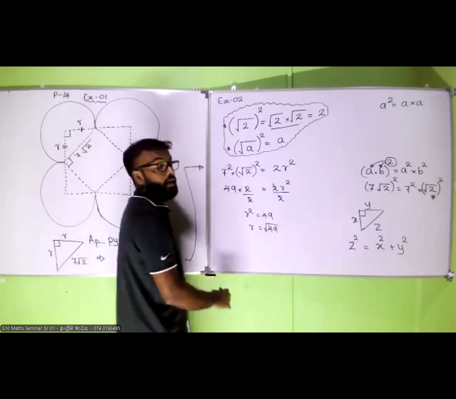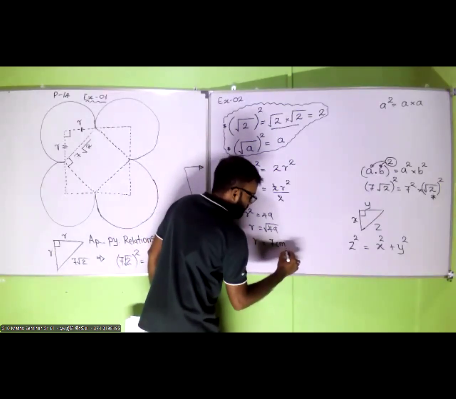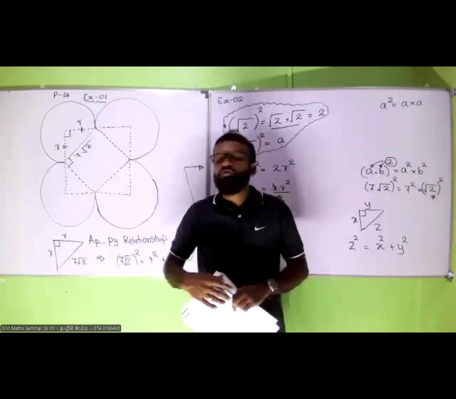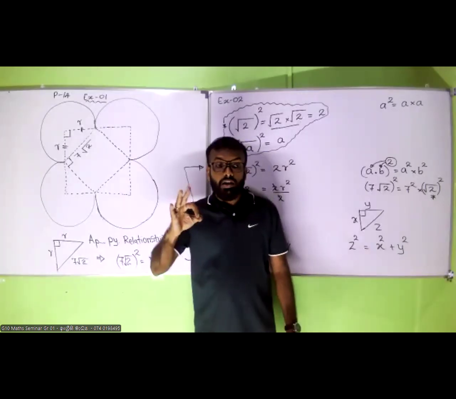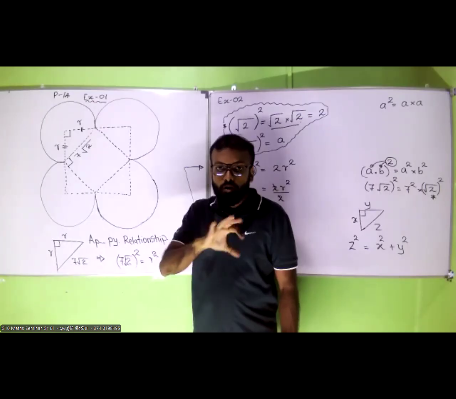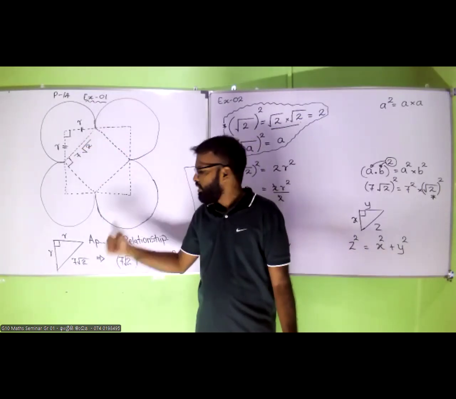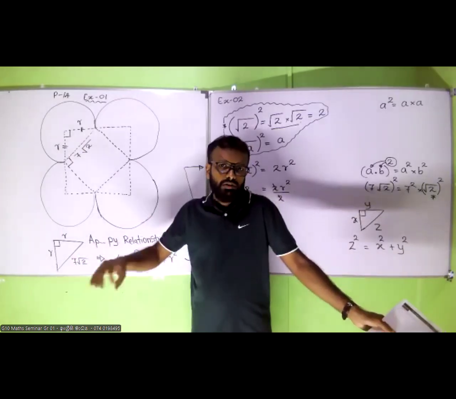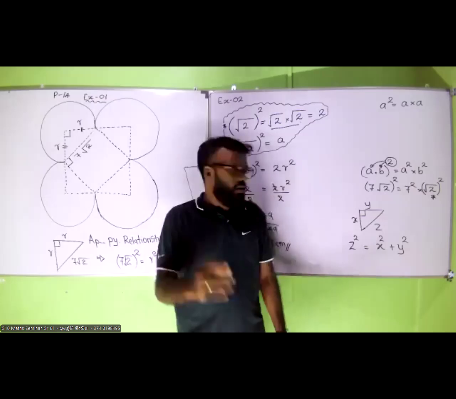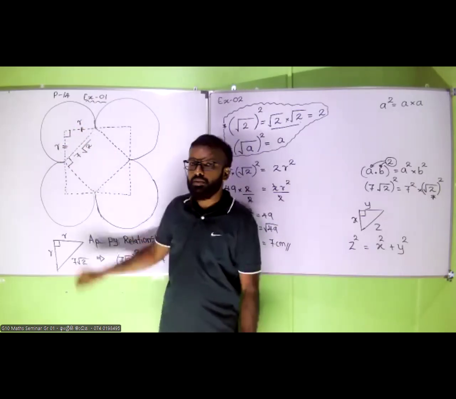Again, square root of 49 is 7 centimeter. Right? So now you have found the radius. Now you have done 90% of this question. By finding this radius, 7 centimeter, 7 centimeter.